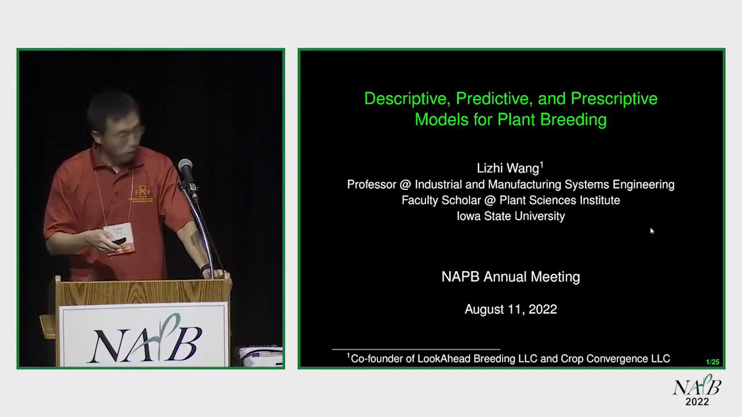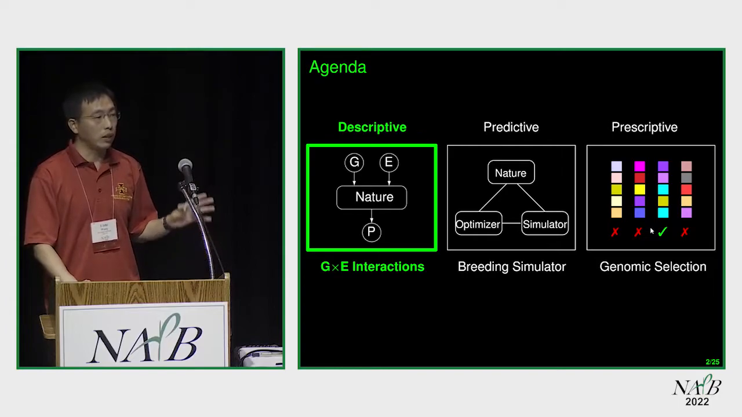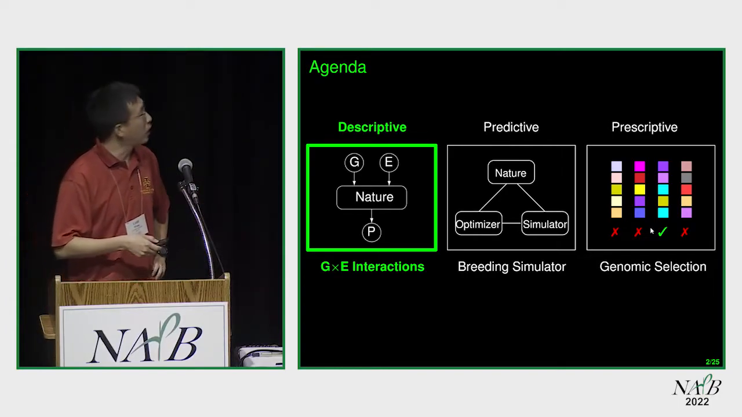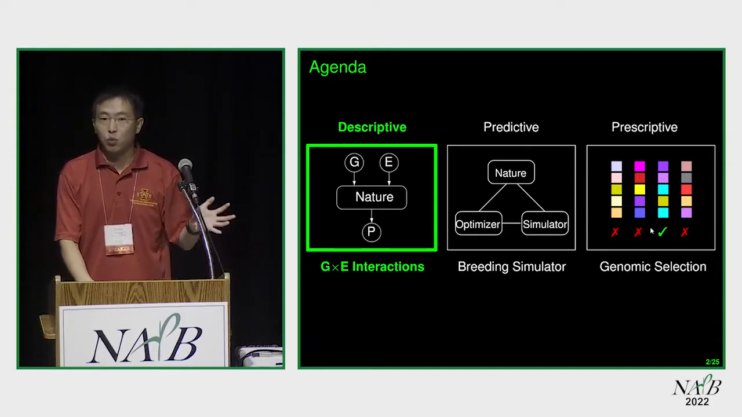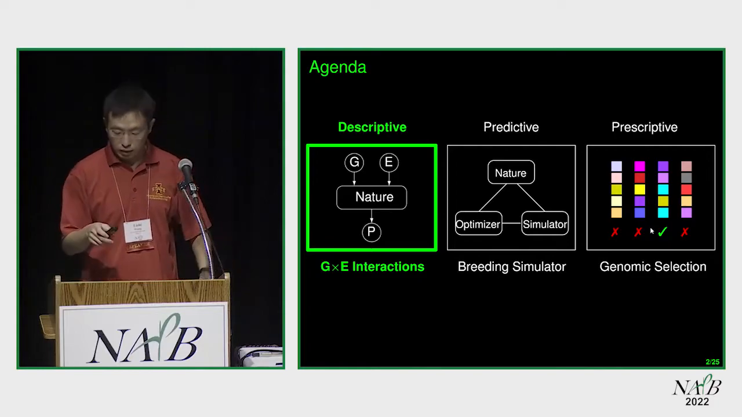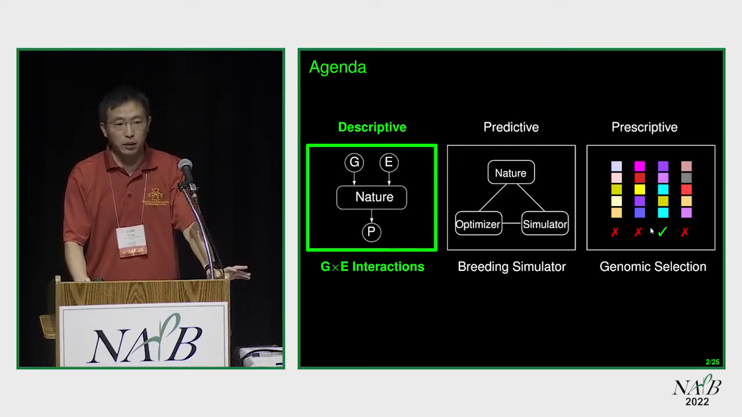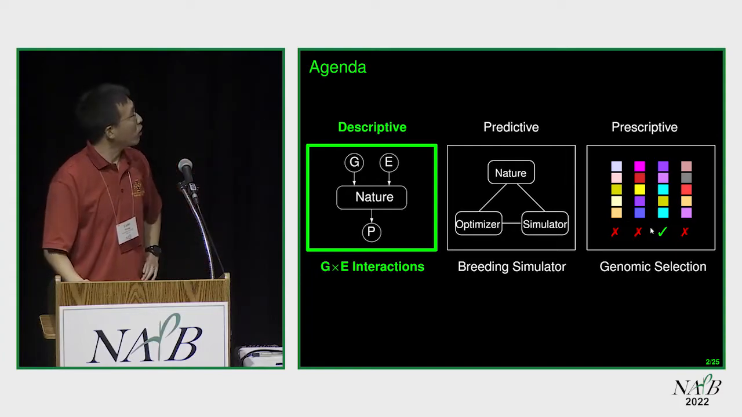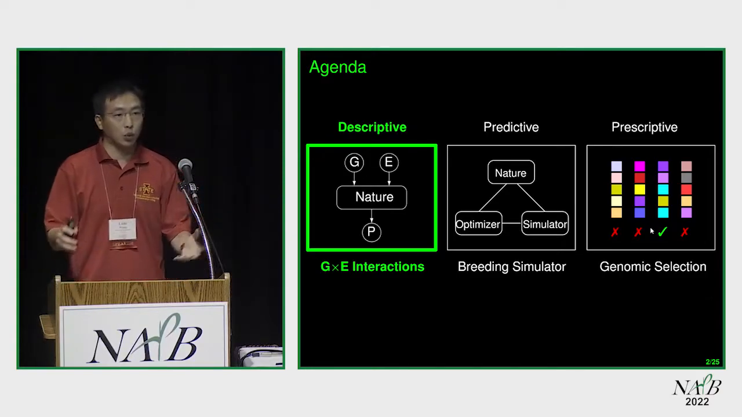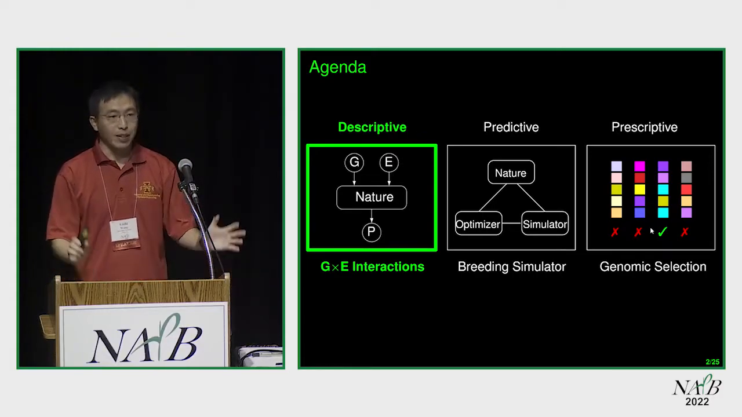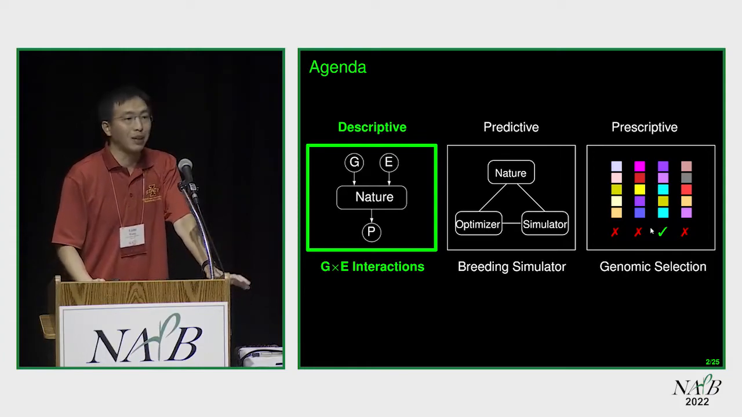So today, my agenda is to introduce my work in three major categories of models in operations research and data analytics. The first category of model is called descriptive model, and they are trying to explain how a complex system works and why it works the way it does. I will use G/E interactions as an example. The second category is the predictive model. It's trying to predict the output of a complex system, especially for new and unseen input conditions, and I will be using a breeding simulator for that example. The third category is prescriptive model, and that's trying to optimize the intervention that we can impose to the system to improve the output from the complex system. And for that, I will be using genomic selection as an example.